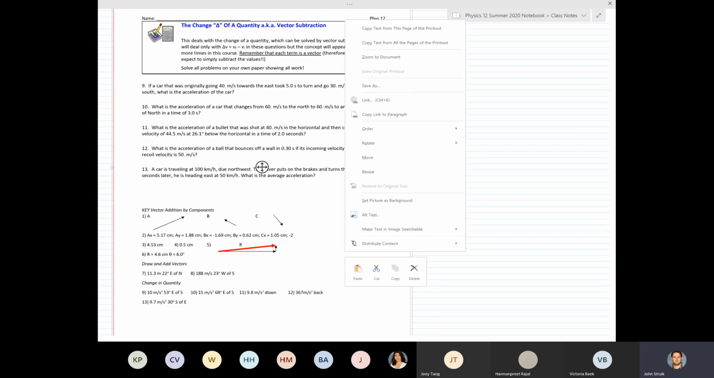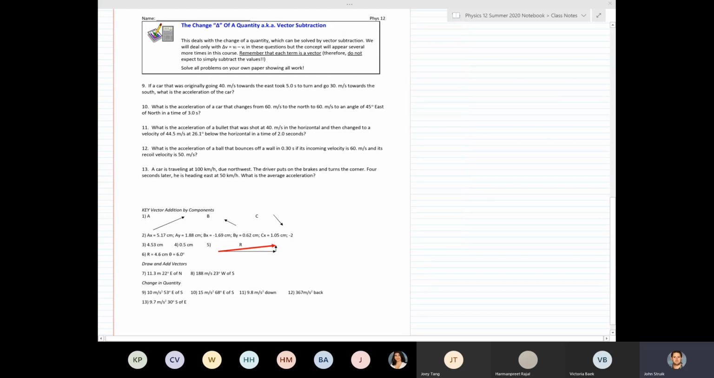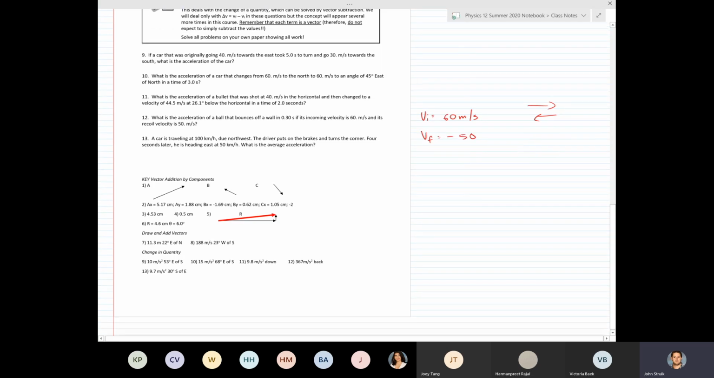Number 12, you said, right? Okay, so what is the acceleration of a ball that bounces off a wall in 0.3 seconds if its incoming velocity, VI, is 60 meters per second, and its recoil velocity is 50 meters per second? If I make the VI 60, the VF has to be negative 50, because it goes towards the wall, hits the wall, and bounces back. One is positive and one is negative because they're opposites. So what is the acceleration?